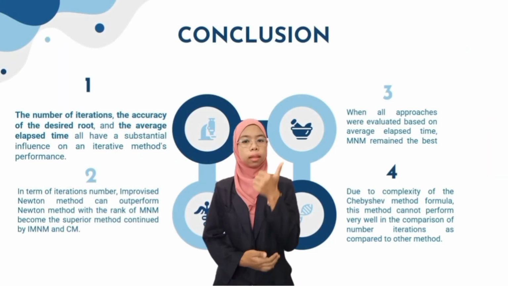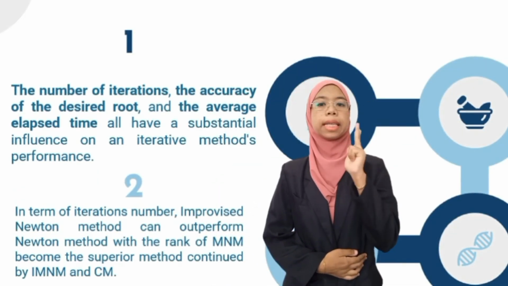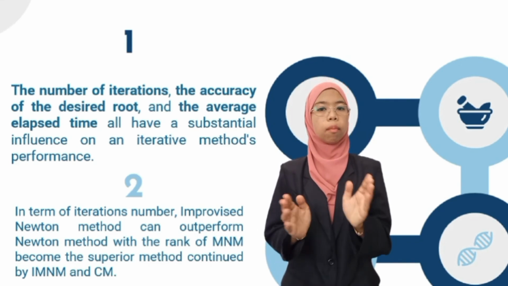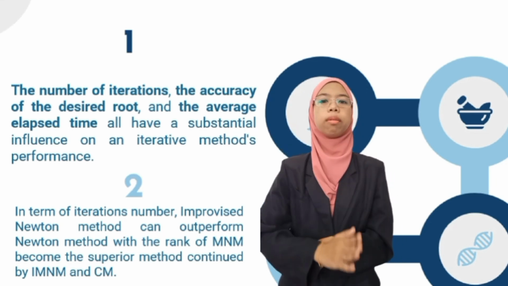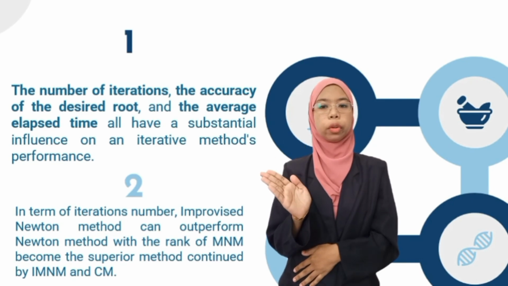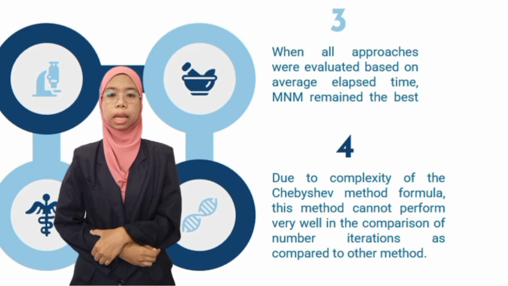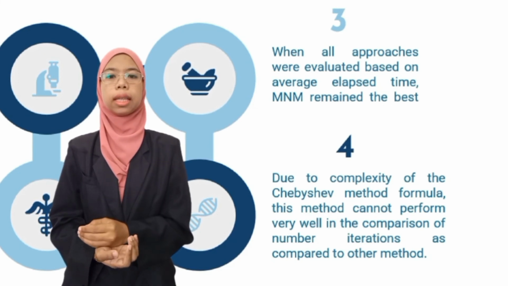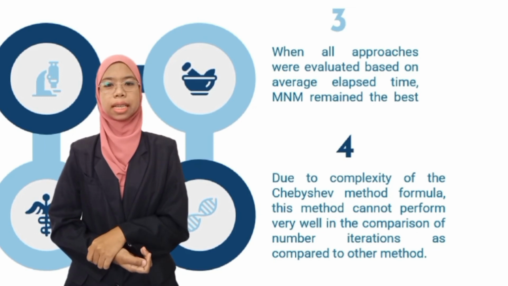In conclusion, the number of iterations, the accuracy between the desired root and the average elapsed time all have a substantial influence on an iterative method's performance. In terms of iteration number, the improvised Newton methods can outperform the Newton method, with the midpoint Newton method being the superior method, followed by the improvised midpoint Newton method and the Chebyshev method. In addition, when all approaches were evaluated on the basis of average elapsed time, the midpoint Newton method remained the best. On the other hand, due to the complexity of the Chebyshev method formula, this method cannot perform very well in the number of iterations compared to the other methods. Hence, all objectives in the research have been met.